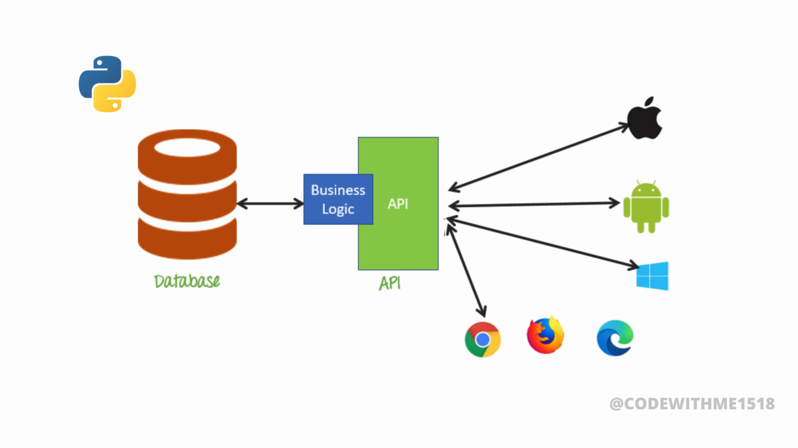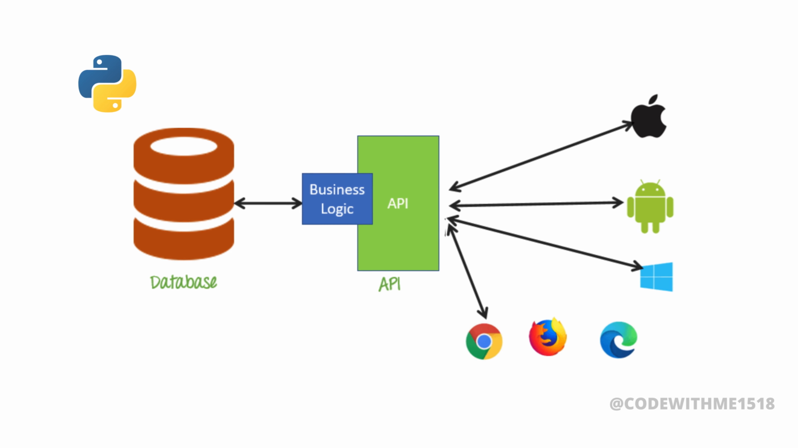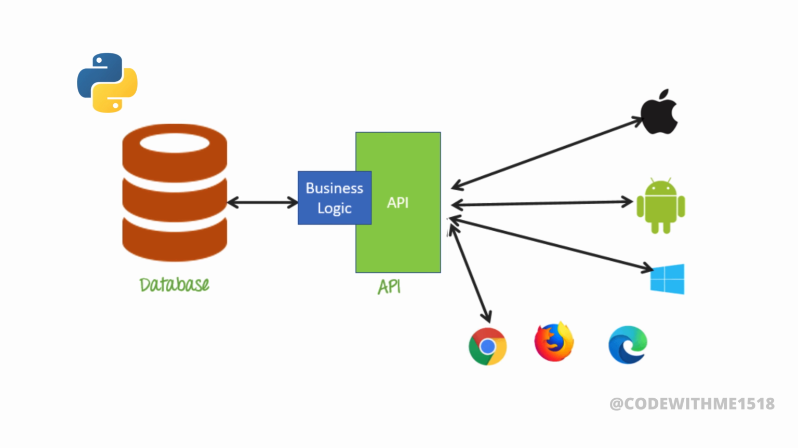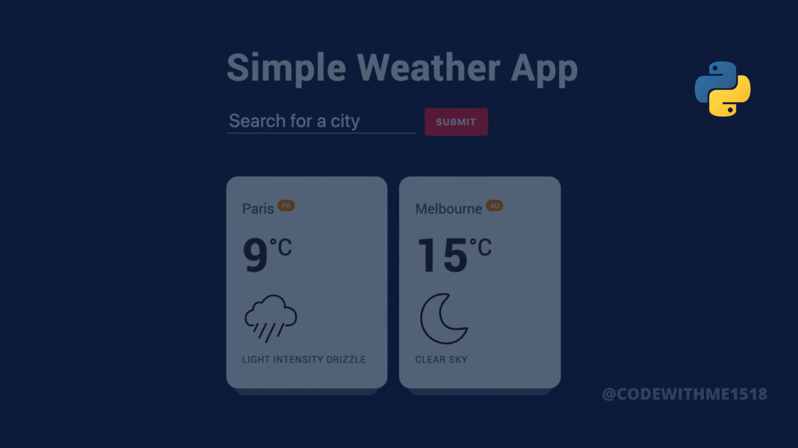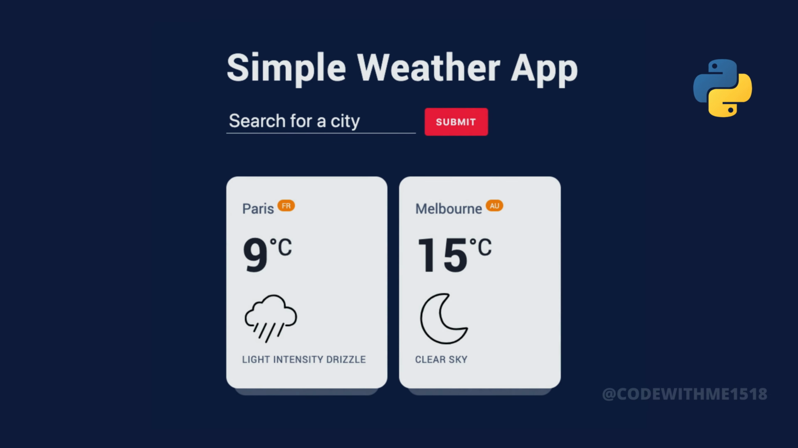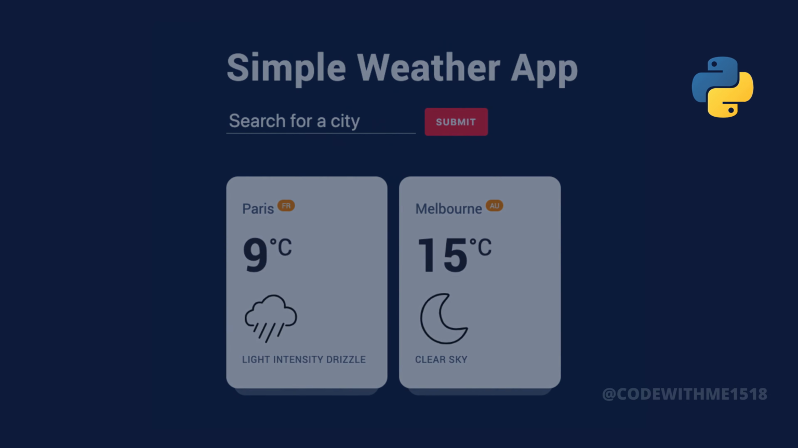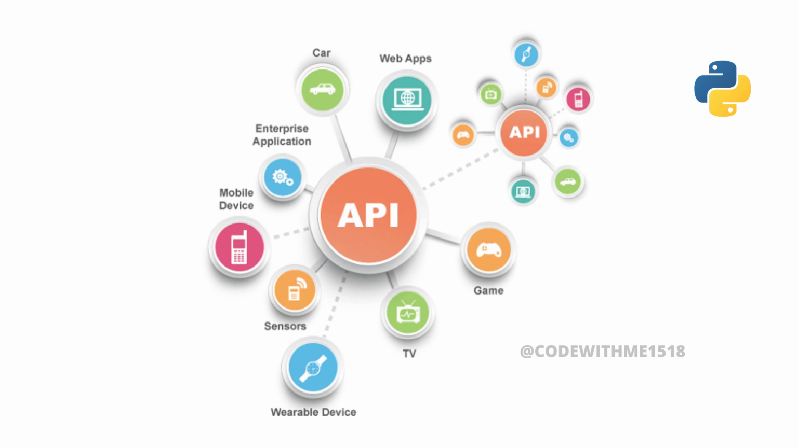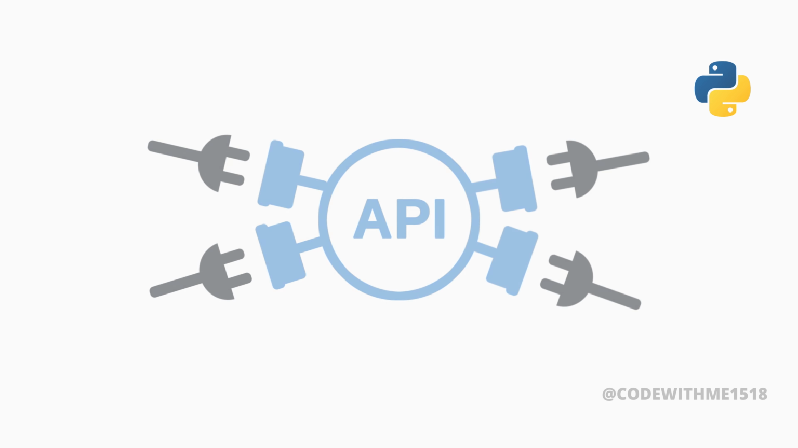API stands for Application Programming Interface. It's a set of rules and definitions that allow different software applications to communicate with each other. APIs are incredibly important because they enable integration between different services. For example, weather apps use APIs to get weather data, social media apps use APIs to interact with other platforms, and e-commerce sites use APIs for payment processing. In short, APIs are like bridges that connect different systems, making it easier to share and retrieve data.